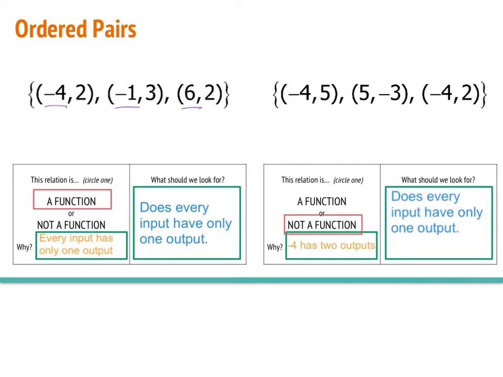This relation is not a function because the input of -4 has two different outputs. Notice when x is equal to -4, y is equal to 5. But then here, there's an x of -4 with a y value of 2. So this set of ordered pairs does not represent a function.